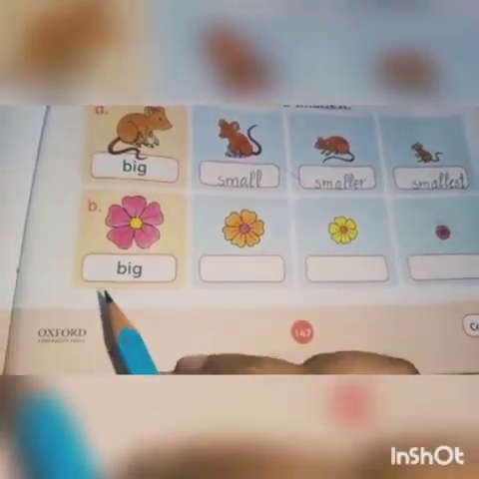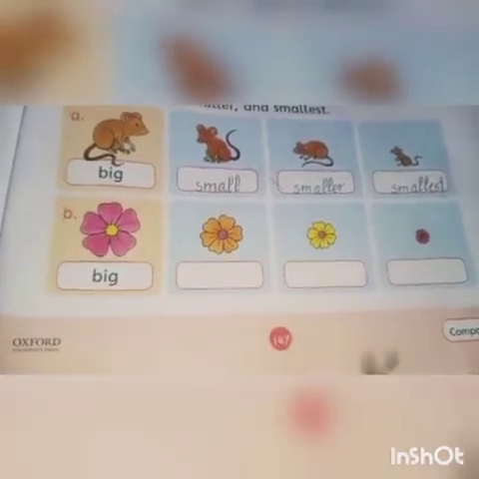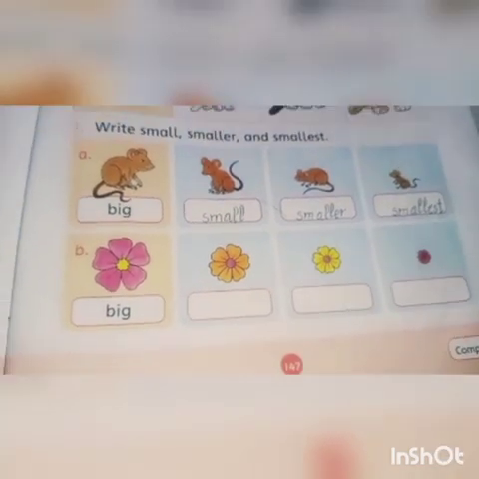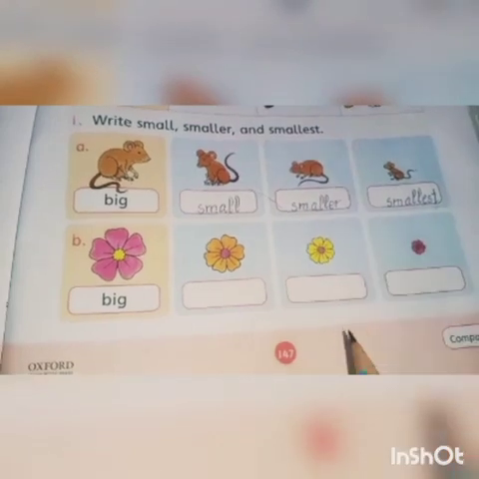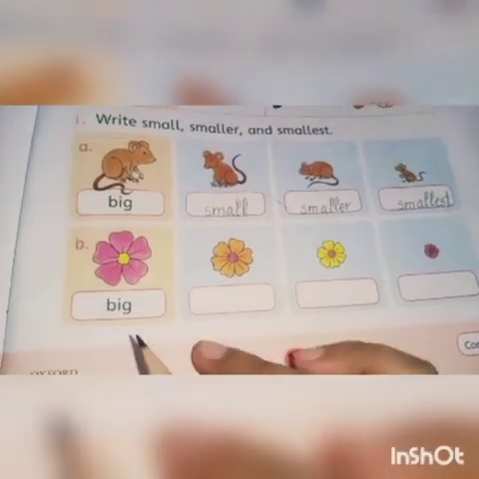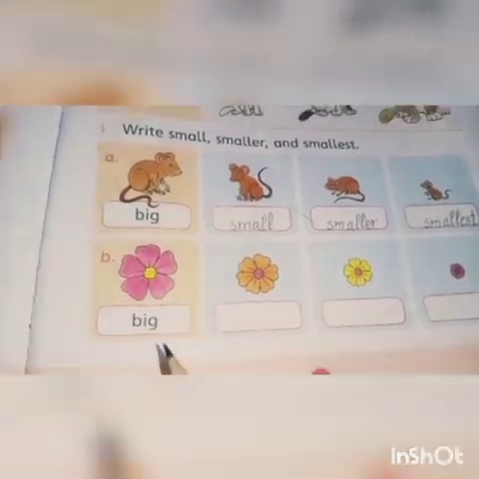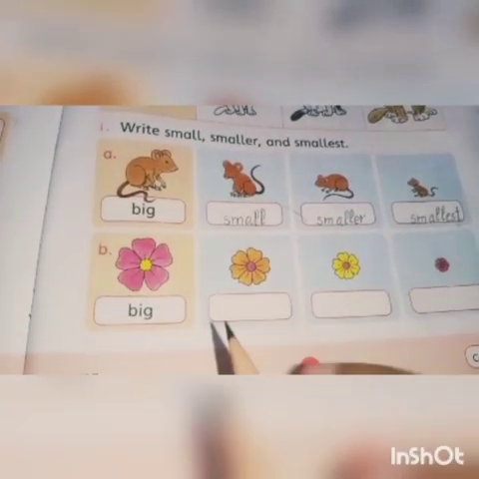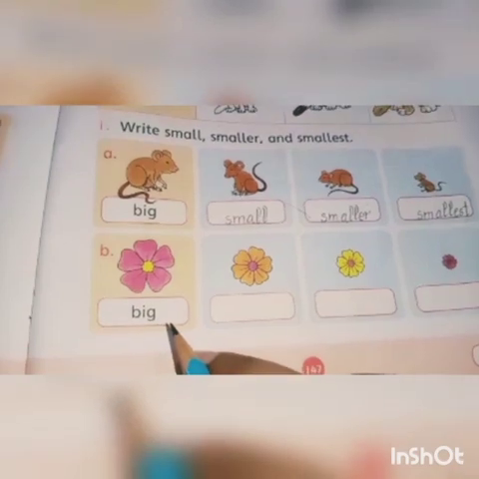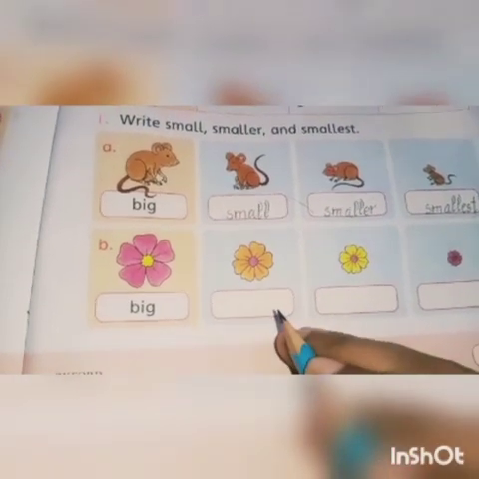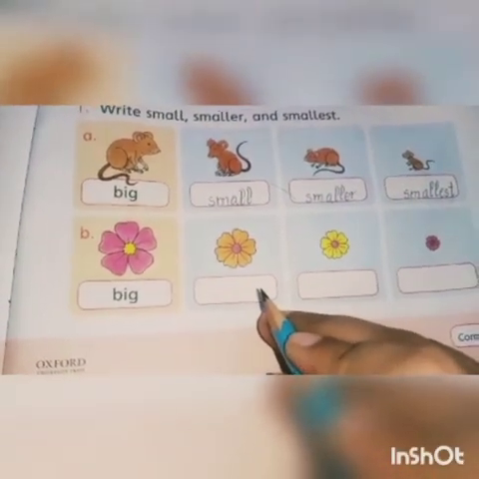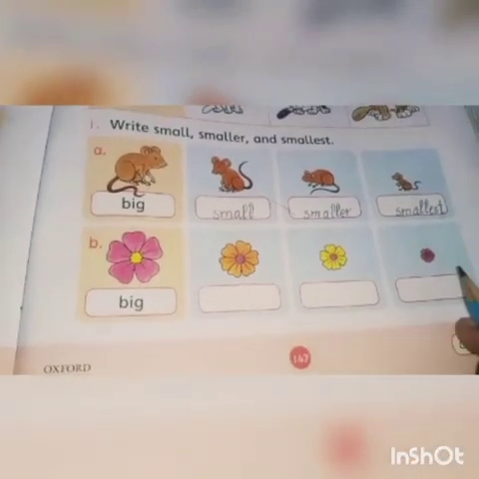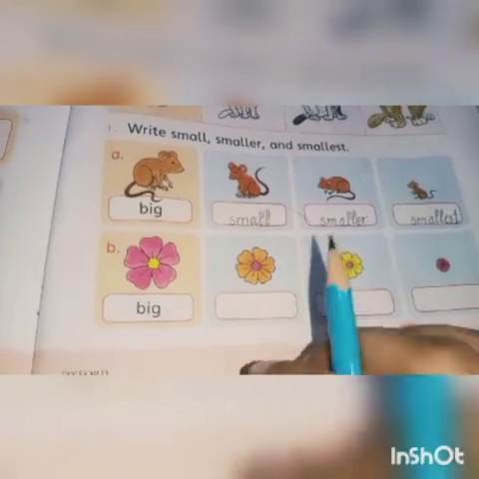At point B, here we have some flowers. We are going to differentiate and write small, smaller and smallest. When we see our first picture, we can see this one flower is bigger than all these. So big is already written in the box. Go for the next one. Students, here we have a flower which is smaller than this one and bigger than these 2. So we are going to write small over here.